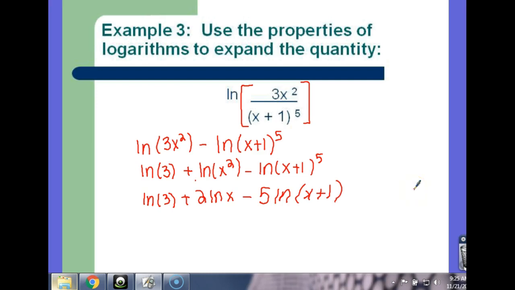That is expanded form. Now, addition does not separate. Addition does not separate. Do not try to make that like the ln of x plus the ln of 1. That's not possible.